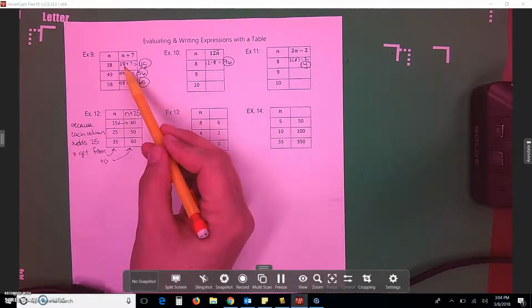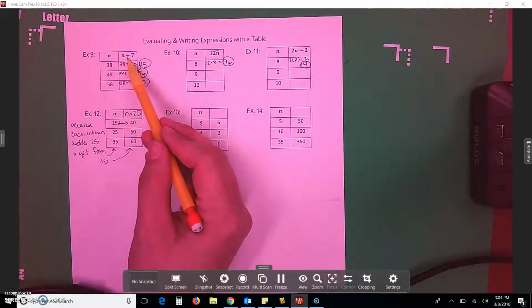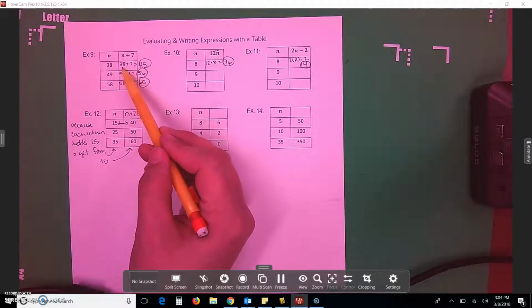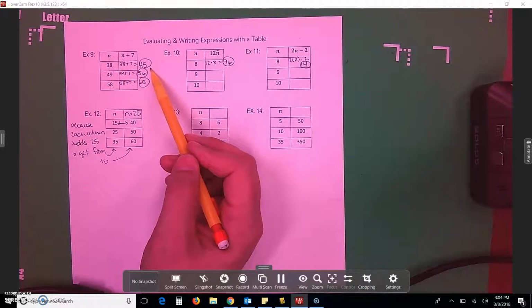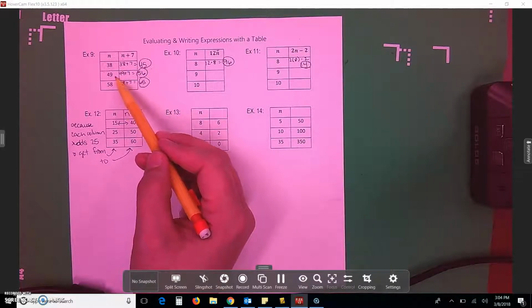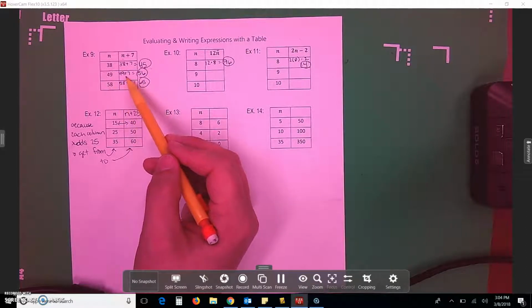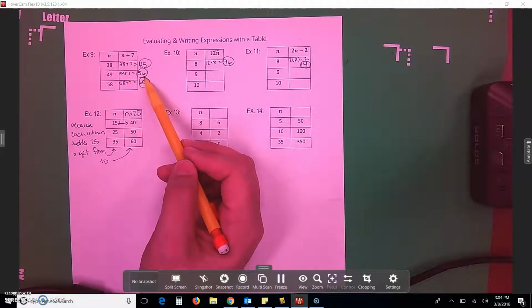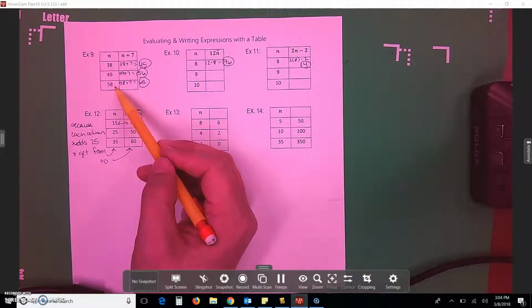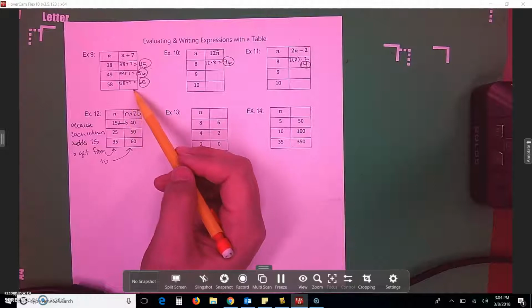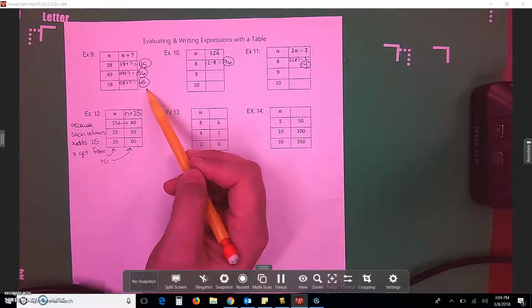We have 38 is n. So n plus 7 is your equation. So we just plug in 38 plus 7, which is 45. Then it tells us n is now 49, so we plug that in. 49 plus 7 is 56. It tells us n is now 58, so 58 plus 7 is now 65.